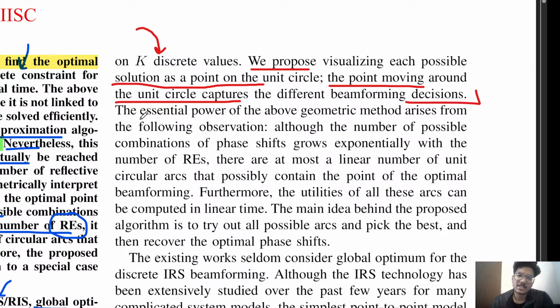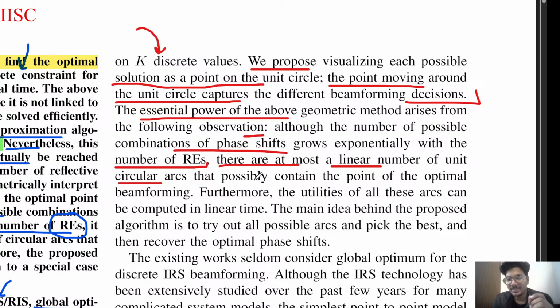The essential power of the above geometric method arises from the following observation. The number of possible phase shift combinations grows exponentially with the number of reflective elements, but there are at most a linear number of unit circle arcs that can possibly contain the point of optimal beamforming.